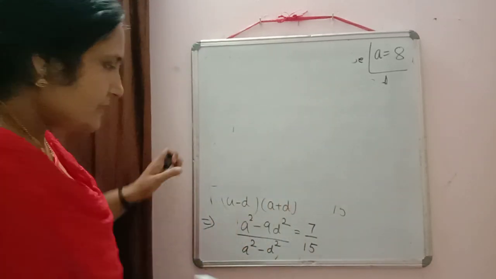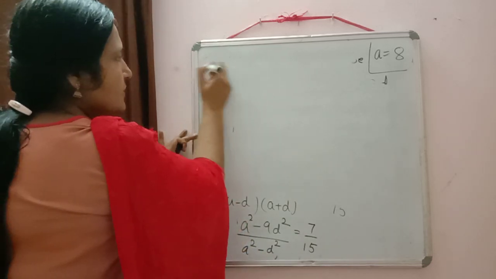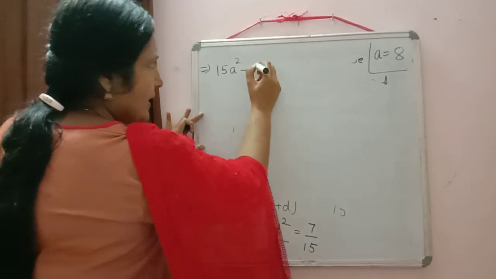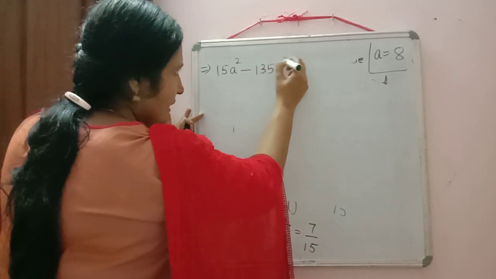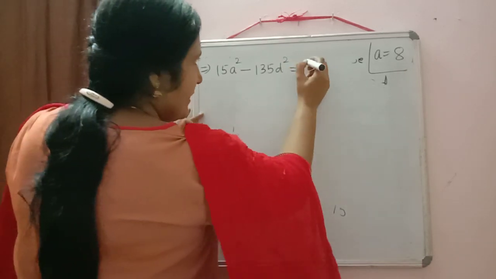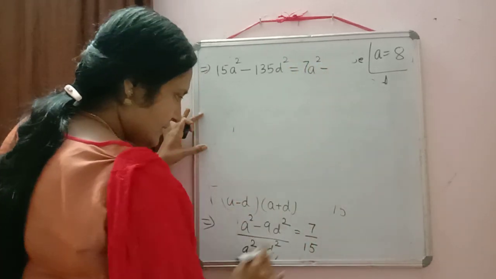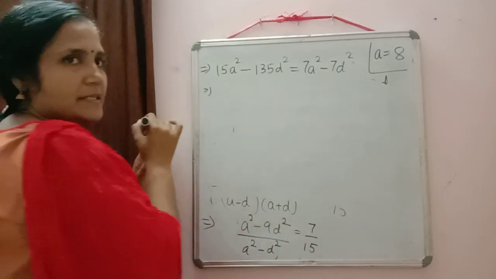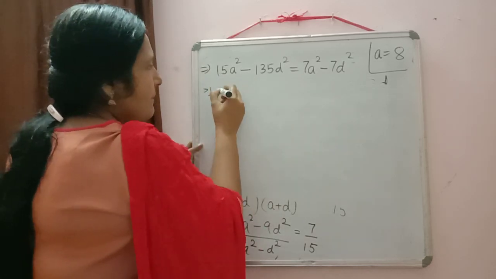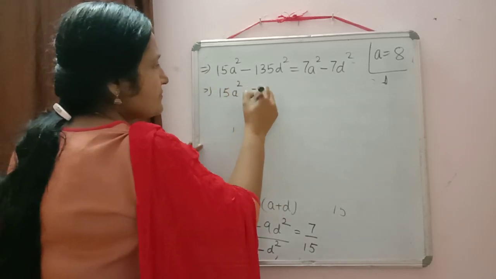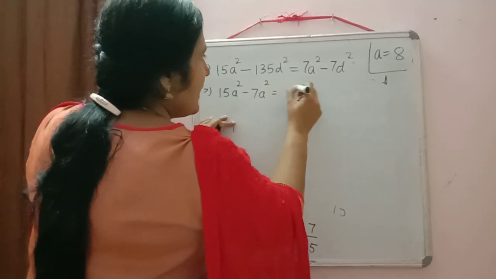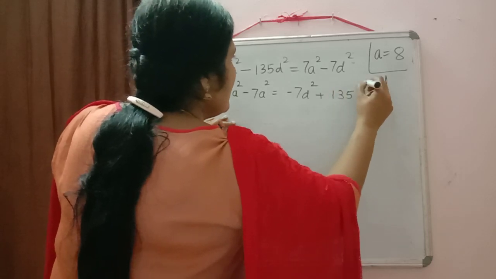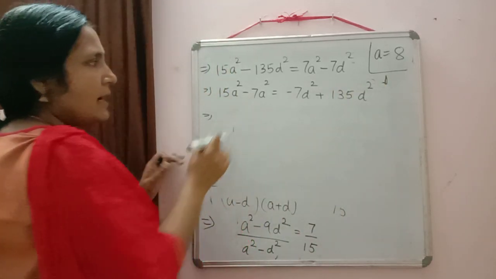Now do the cross multiplication. So it will be equal to 15 into A square. 15 A square minus 15 9s are 135 D square is equal to 7A square minus 7D square. We can shift the expression here. 15A square minus 7A square is equal to minus 7D square plus 135D square.